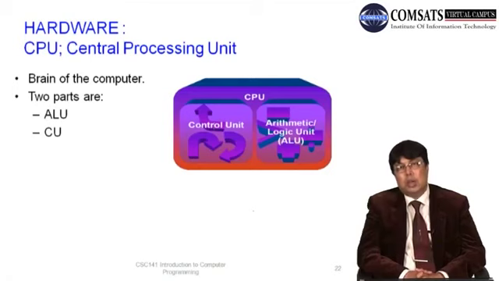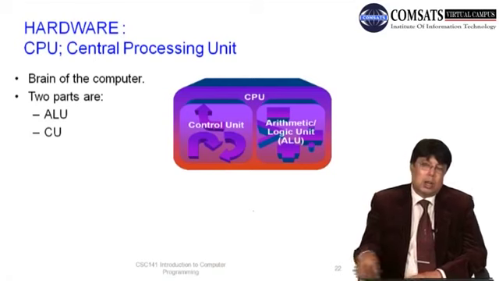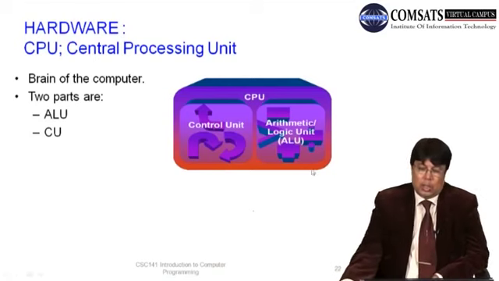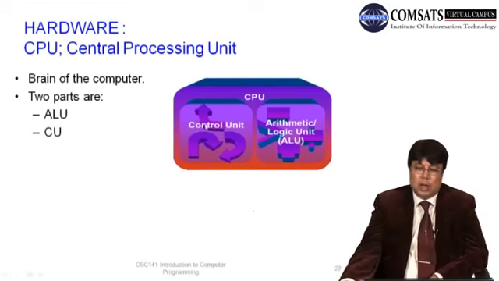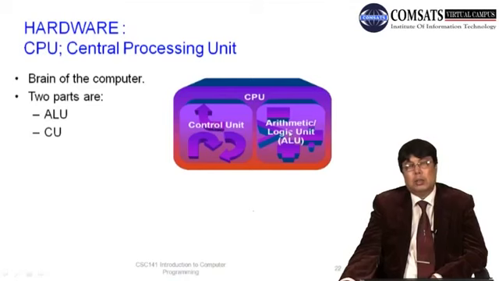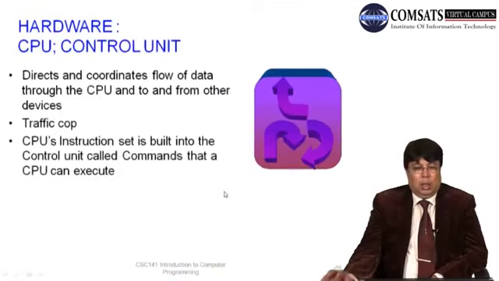But people assume that the computer has a brain and can take decisions. Yes, the computer can take decisions on the basis of the input, but it does not have a brain as per my understanding. The two parts of the central processing unit are the arithmetic logic unit and the control unit. So the CPU contains the control unit and the arithmetic logic unit.